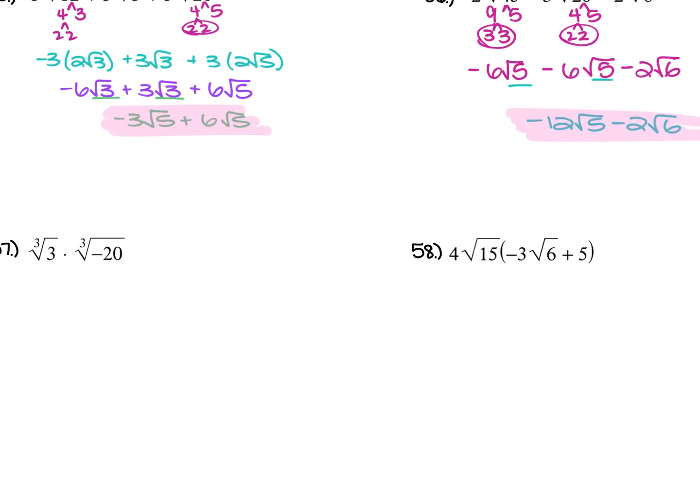Next, you have the cube root of 3 times the cube root of negative 20. This gives you the cube root of negative 60. Your negative is going to come out front. The 60 is 6 times 10. 6 is 3 and 2. 10 is 2 and 5. None of those factors happen 3 times. So this is just the opposite of the cube root of 60.